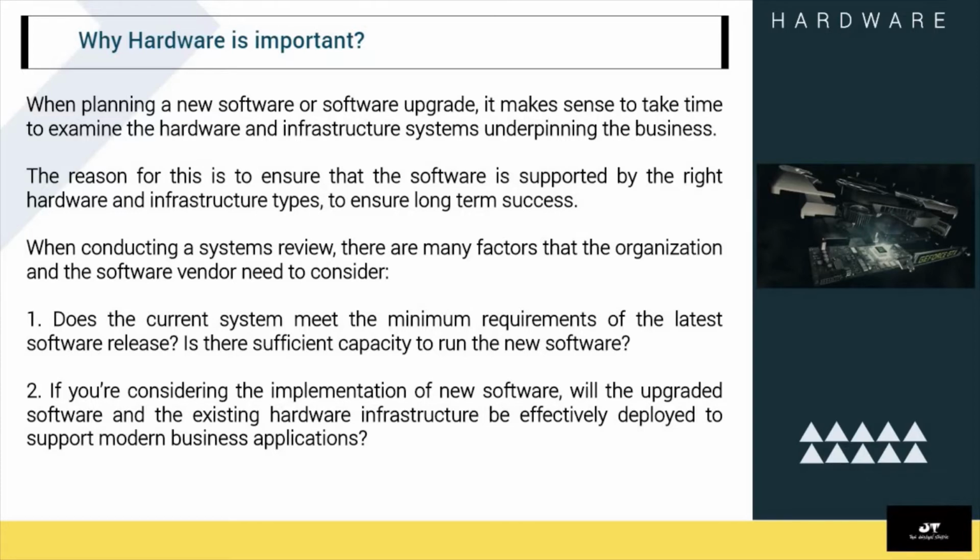When conducting a systems review, there are many factors, as given below, that the organization and the software vendor need to consider. First, does the current system meet the minimum requirements of the latest software release? Is there sufficient capacity to run the new software? The analysis of memory resources, hard disk space, and processor capacity is necessary to see the compatibility of the new software with the existing hardware.